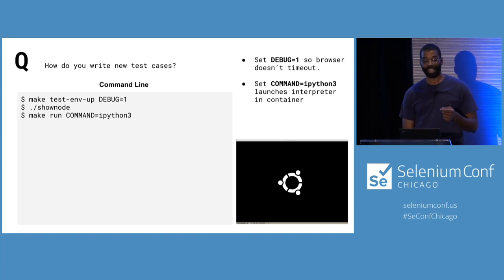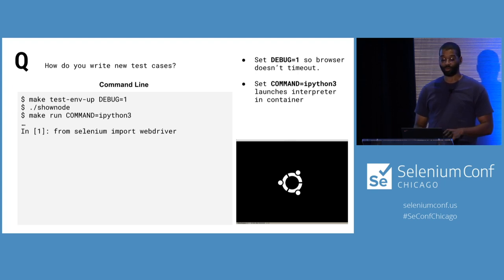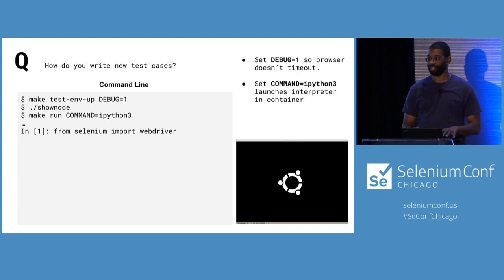The difference is that make test will only run your test runner, whereas with make run, you can run any command that's inside of our development Docker container. Inside of our Docker container, we have a Python interpreter. So with my make run command, I'm going to launch my Python interpreter. And then in my terminal, I'll be dropped off inside of a Python interpreter, and I can start using my regular Selenium commands in order to load libraries and interact with a web browser.